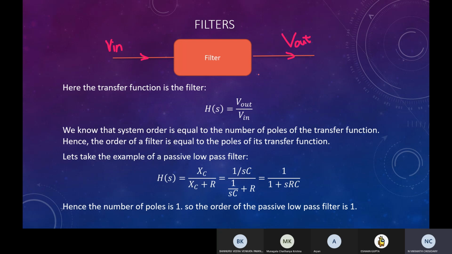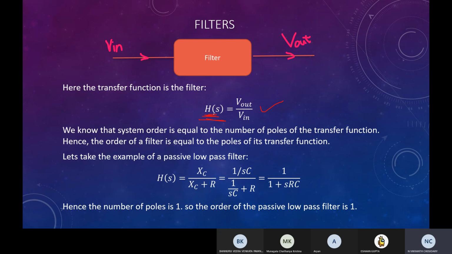And next we move on to the active filter. So filters are just the transfer function of the system. The transfer function is the filter basically. Because H of s is equal to V out upon V in, this is the transfer function, and this is the gain as well. So the transfer function is the filter itself, and the order of the transfer function is equal to the order of the filter.